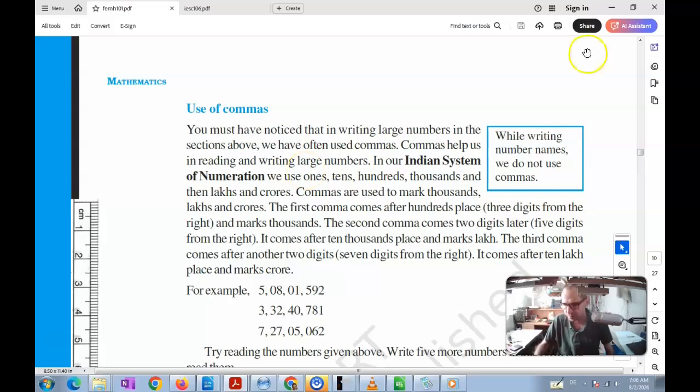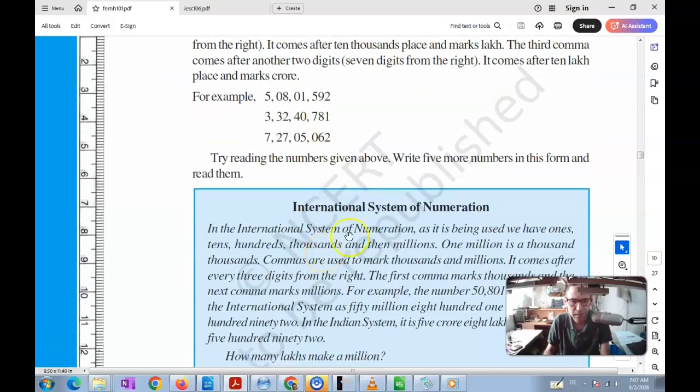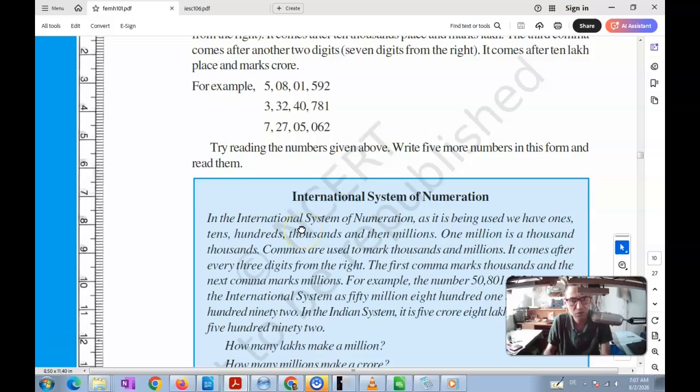Now the way that you use commas in numbers is different in the Indian system of numeration than the international system of numeration. What we normally use in the English language and in mathematics to write numbers down is the international system of numeration.